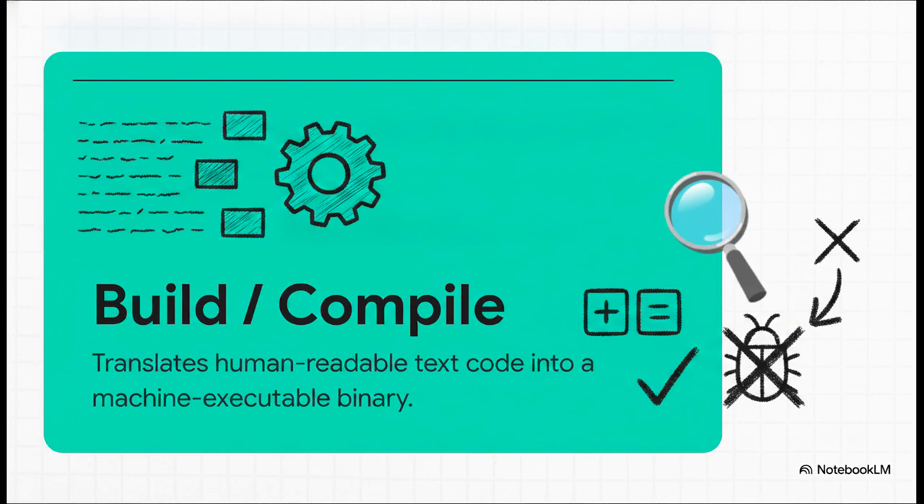But it doesn't stop there. Immediately after translating the code, it runs a functional test using a tool like JUnit. For example, if you just coded a basic calculator application, JUnit will automatically run a test to verify that 2 times 2 actually equals 4.